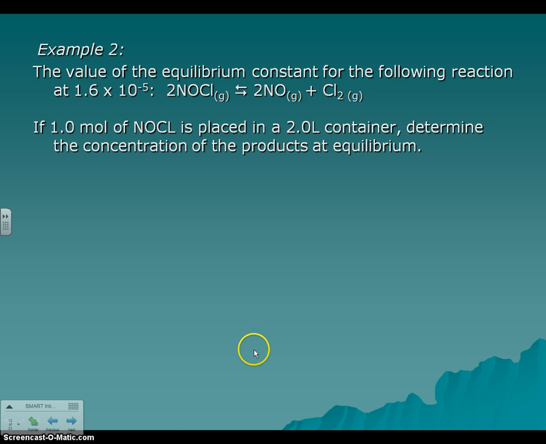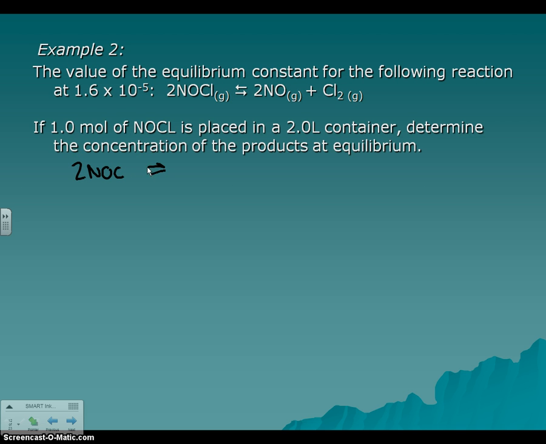Okay, this time we have our value for our Kc, 1.6 times 10 to the negative fifth. That's a pretty small value, so this one is telling me that the reaction does not go that far to completion. And this time I have to figure out the concentration of the products at equilibrium. So we're going to set up our ICE table to kind of organize our thoughts.